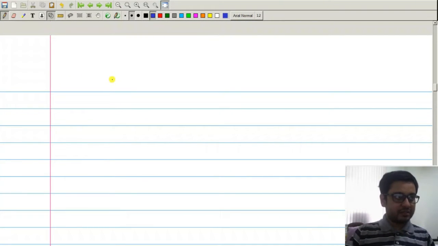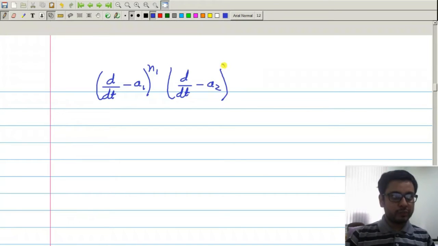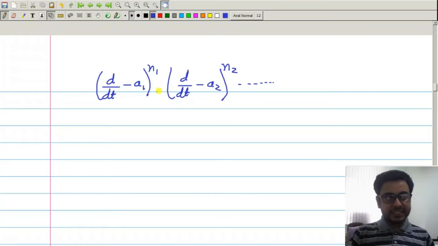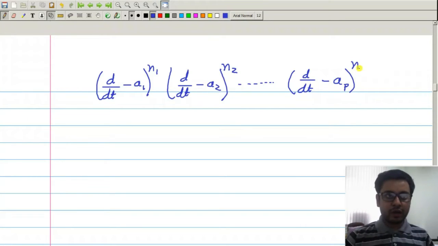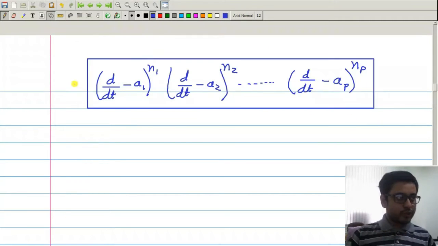Consider this operator: d/dt minus a1 whole to the power n1, then this multiplied by d/dt minus a2 whole to the power n2, and so on. So now we are combining these operators in series, in cascade. That means they will act one after the other. Let me take, say, up to some number p, to the power np. So this is a combination of operators, so that will act, say, on the signal y(t).